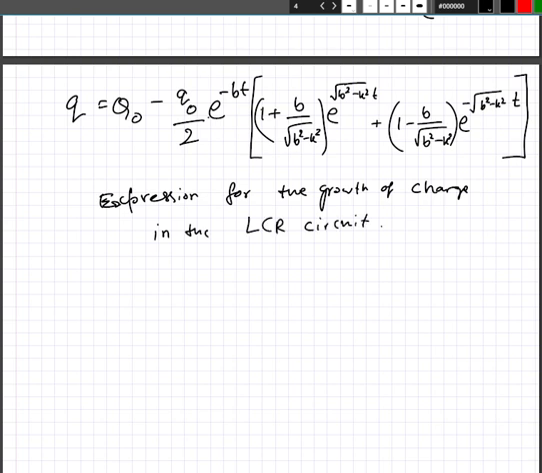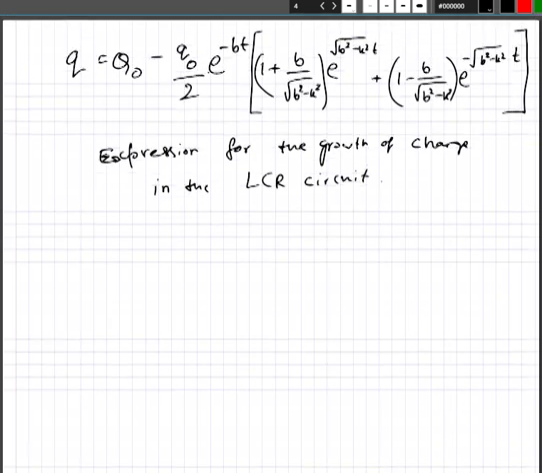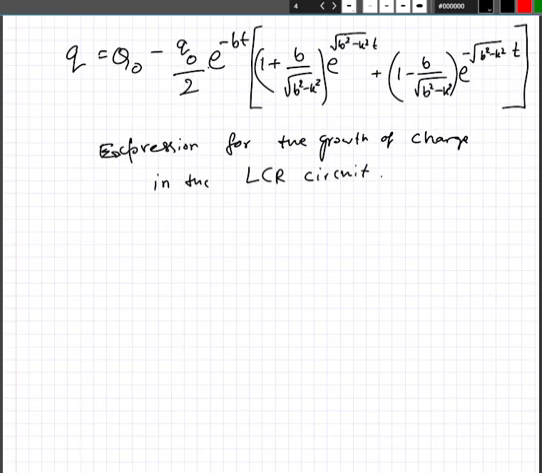To know the growth of current, you have to just differentiate it. I know you don't want to do that, but in case somebody asks you how do you get growth of current, then you just differentiate this with respect to time, and then you get it. There are a few cases to be discussed. Case 1 is, what if B square is greater than K square?